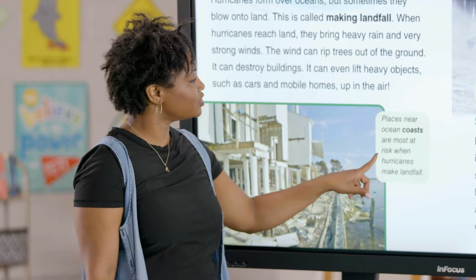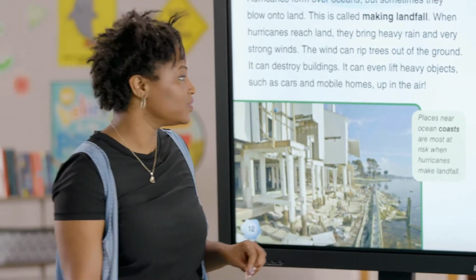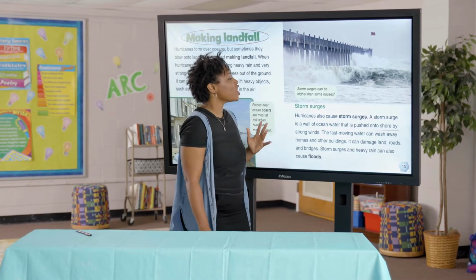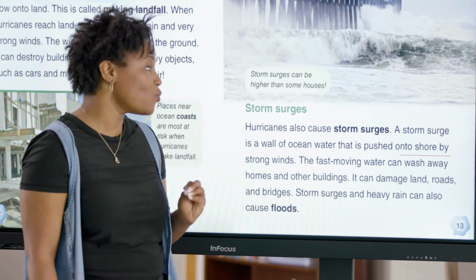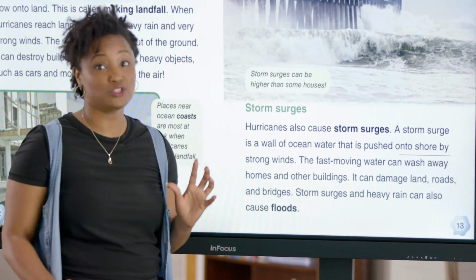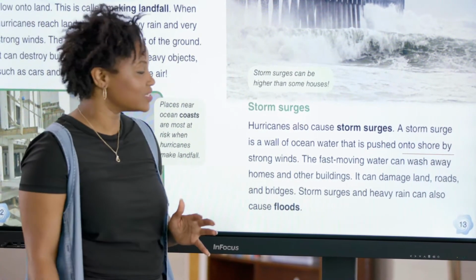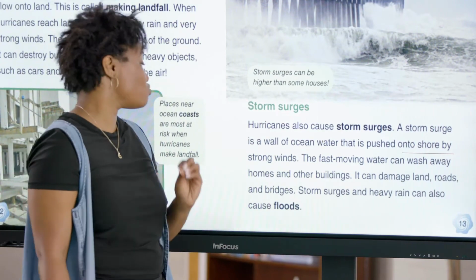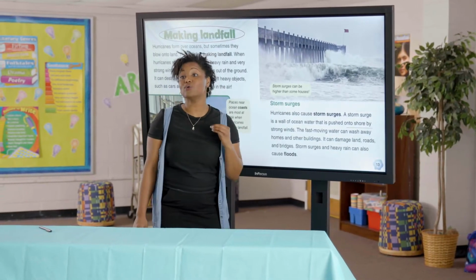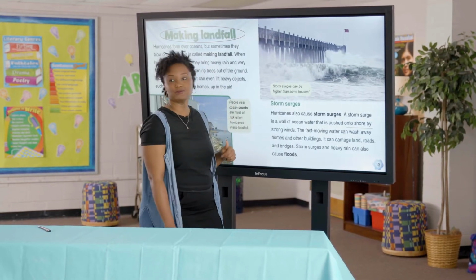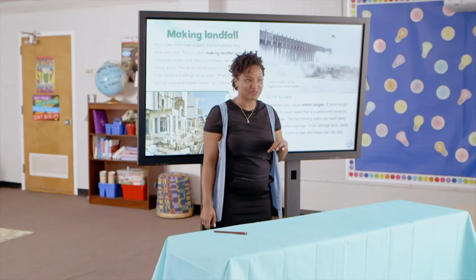Places near ocean coasts are most at risk when hurricanes make landfall. Storm surges. Hurricanes also cause storm surges. A storm surge is a wall of ocean water that is pushed onto the shore by strong winds. The fast-moving water can wash away homes and other buildings. It can damage land, roads, and bridges. Storm surges and heavy rain can also cause floods. Let's read our caption. Storm surges can be higher than some houses.